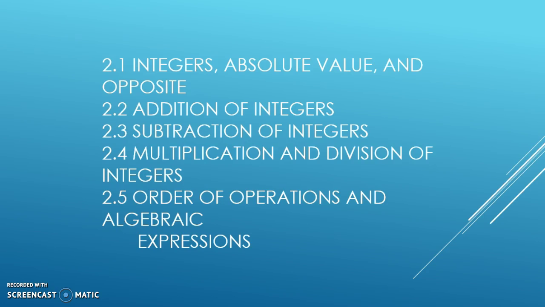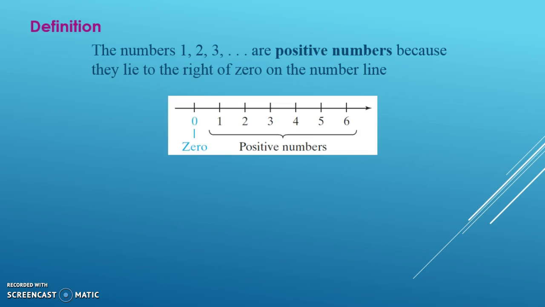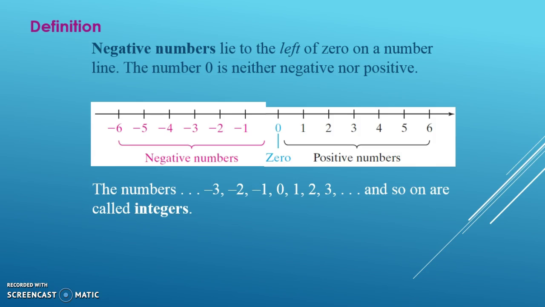Along with algebraic expressions. So the first thing that we need to do is to define integers. We talk about the positive numbers being the numbers to the right of 0 on the number line. And when we add in the negatives, so they're opposites, that group is called the integers. So everything to the left, everything to the right, and 0 all together are the integers. So we're not talking about any fractional parts here. We're just talking about our regular counting numbers and their opposites. That's the group that we call the integers.